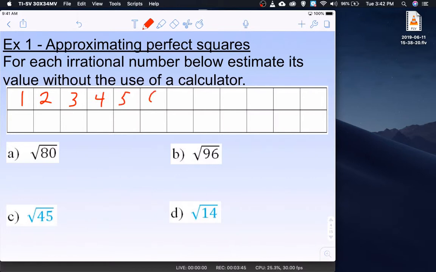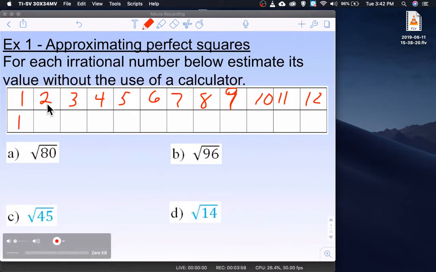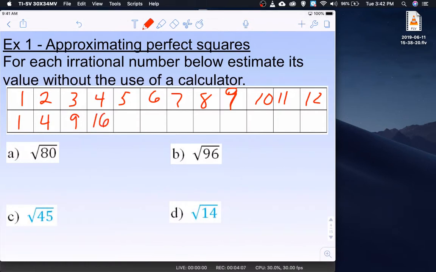So 5, 6, 7, 8, 9, 10, 11, 12. Now, if I square each of these numbers, if I take 1 times 1, I'm going to get 1. 2 times 2 is 4. 3 times 3 is 9. 4 times 4 is 16. 5 times 5 is 25. And 36, 49. 8 times 8 is 64. 9 times 9 is 81. 10 times 10 is 100. 11 times 11 is 121. And finally 144.